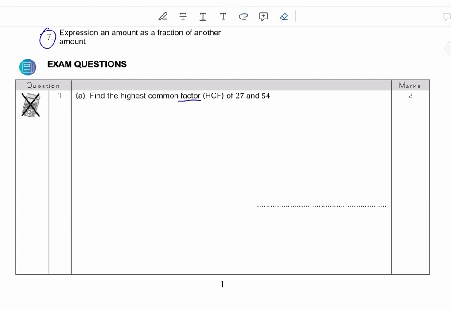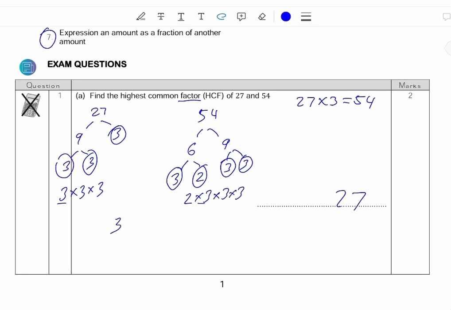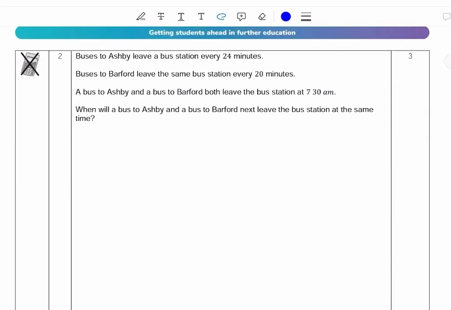Right, the first one asks you to find the common factor, in other words what goes into 27 and 34. That is 27, the highest number. You can do prime factorization as I'm doing and find the common factors. Once it's done, you can see both numbers have three threes in common. So multiply them all, 3 times 3 times 3, you get 27.